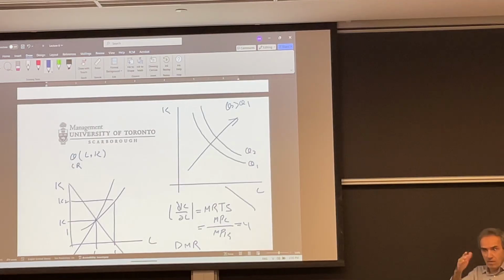If you have a straight line, that's valid too. It's possible, but DMR is not really required. It's typical. So a typical isoquant is convex, smooth, and divergent due to DMR.